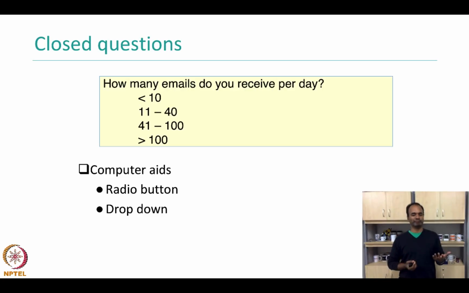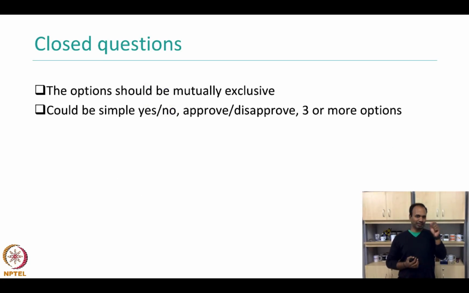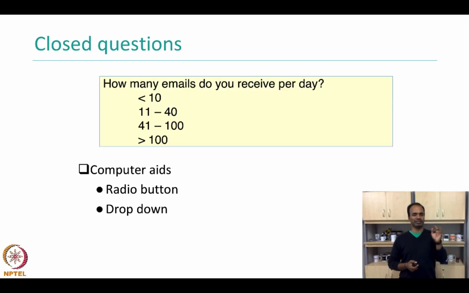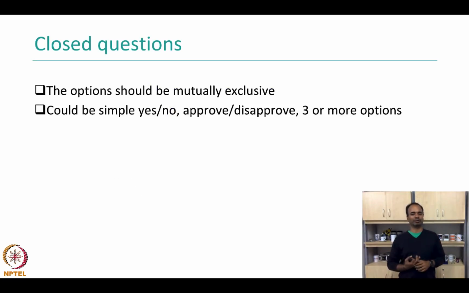So in the way of asking the questions, the way that you can do it on the web at least is you can have a radio button for all 4 options, and then somebody clicks one of them, or you can have a drop down with all 4 showing up, and the respondent can pick one of them. The thing that you want to keep in mind is that the options should be mutually exclusive. That's why, if you see here, it's less than 10, 11 to 40, 41 to 100, right? You can't write 10 to 40, 40 to 100, right? Could be simple yes or no, approve or disapprove, 3 or more options.